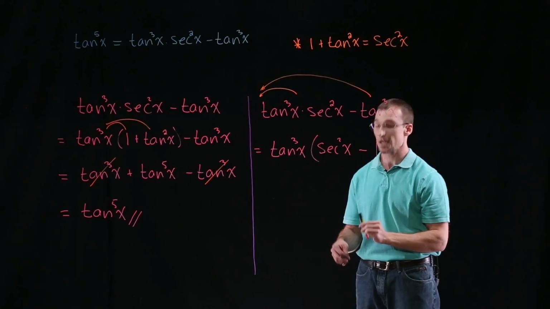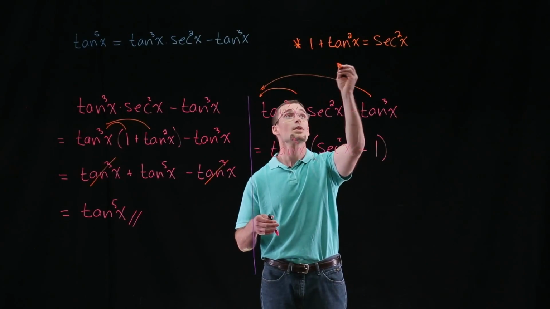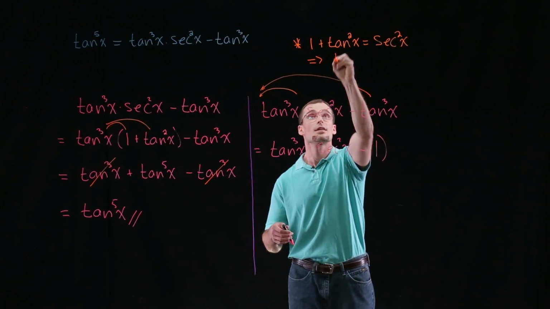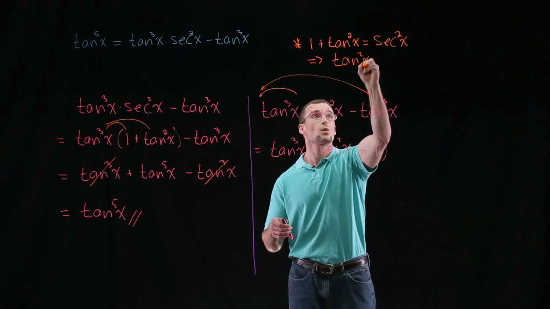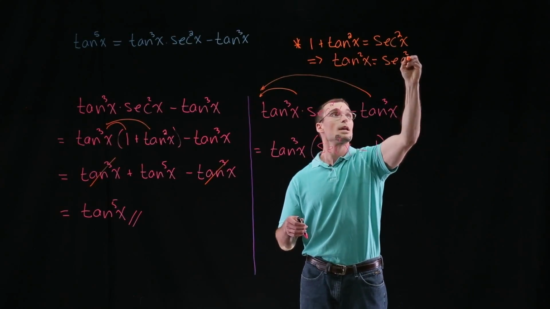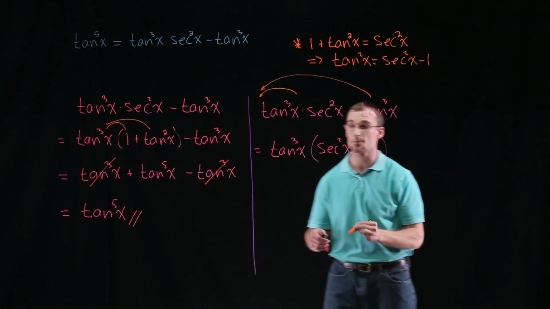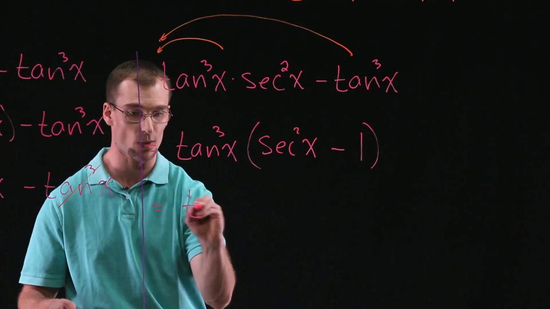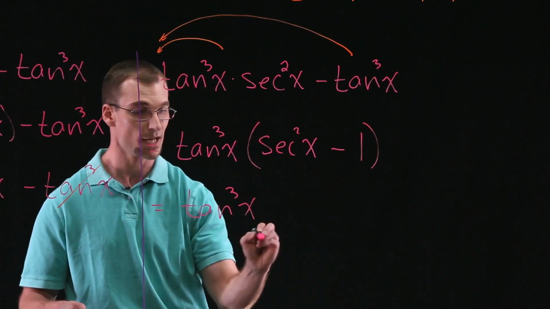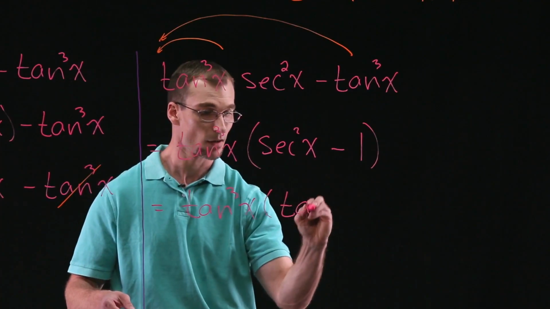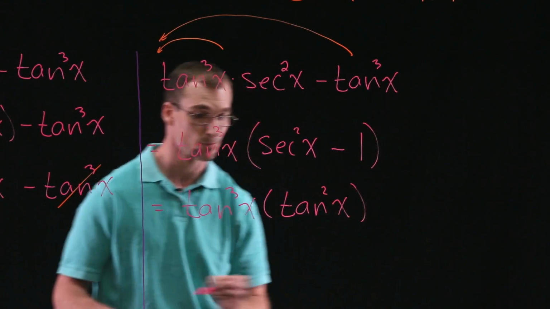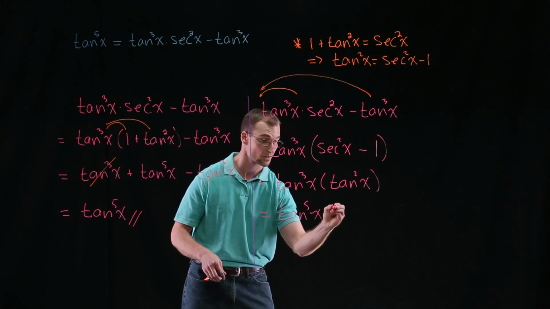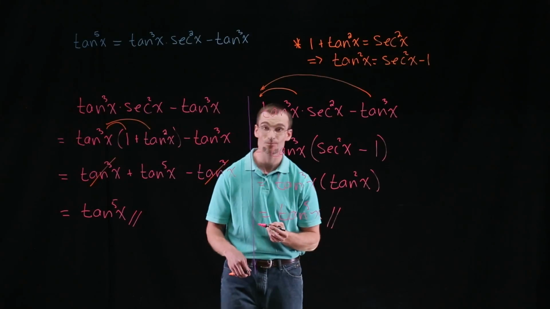What if we look back at our Pythagorean identity of 1 plus tangent squared equals secant squared? This implies, subtracting 1, that tangent squared x is equal to secant squared x minus 1. So we can make the substitution for secant squared x minus 1 equal to tangent squared x, giving us tangent cubed times tangent squared x, which of course is tangent to the fifth x, which verifies our identity. Thank you very much.